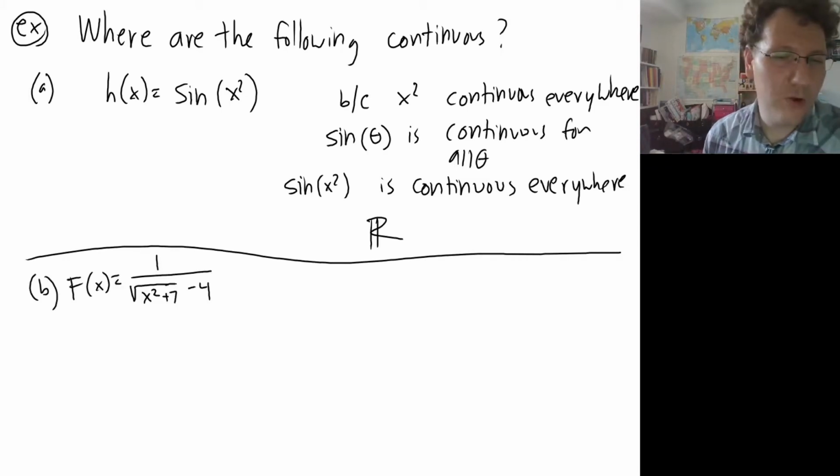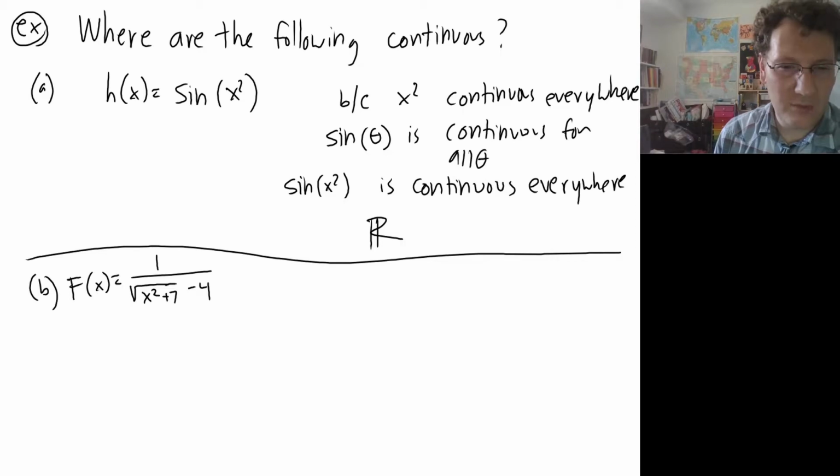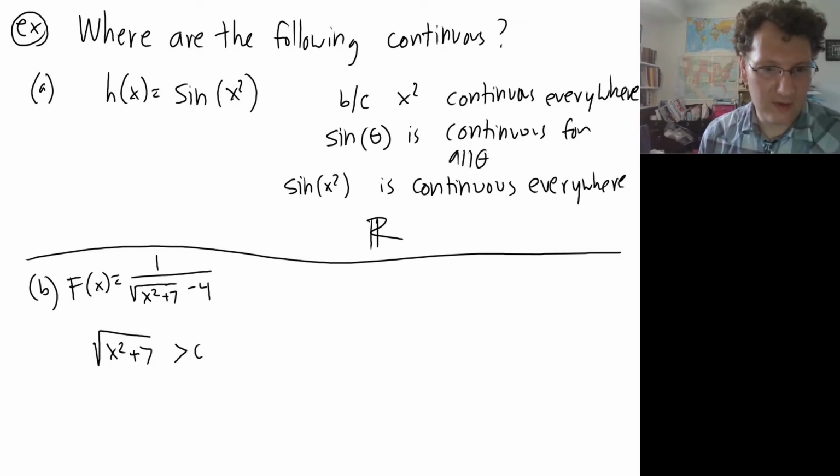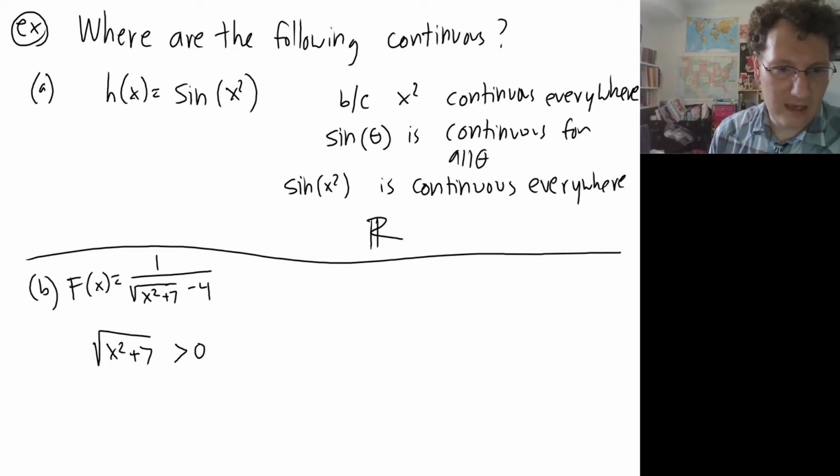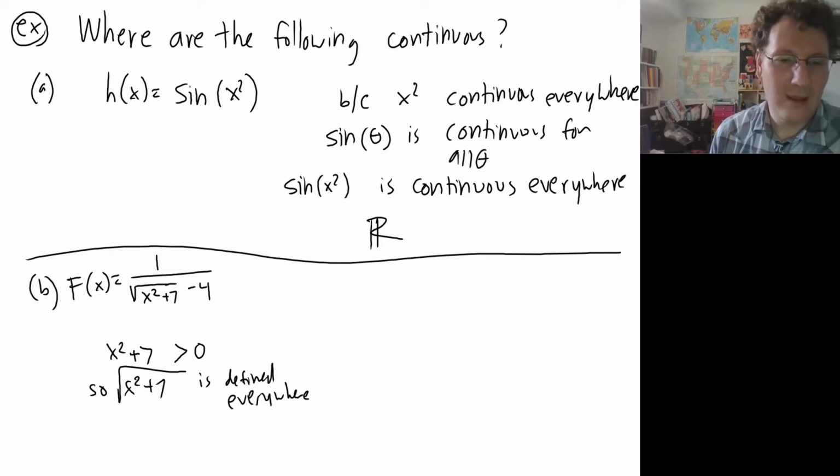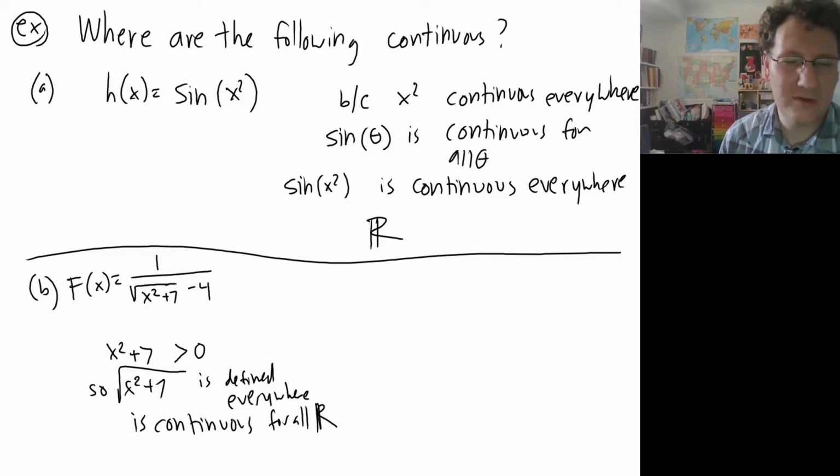Now we'll look at this function: 1 over the square root of x squared plus 7, minus 4. x squared plus 7 is always greater than 0. So the square root of x squared plus 7 is defined everywhere, and is continuous everywhere. It's continuous for all real numbers.